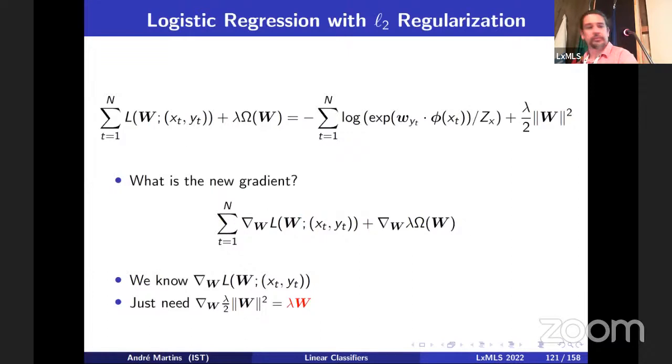Okay, so what is this? If you take logistic regression, as we saw before, and we add L2 regularization, if we add this extra term here to regularize, and we use the L2 norm of the weights, now we need to compute the gradient again. So the gradient is basically the gradient of the loss that we already obtained before, plus the gradient of the regularizer. And because the regularizer is just the L2 norm, the gradient is very easy. The gradient of the L2 norm of W, times lambda divided by 2, is just lambda times W.